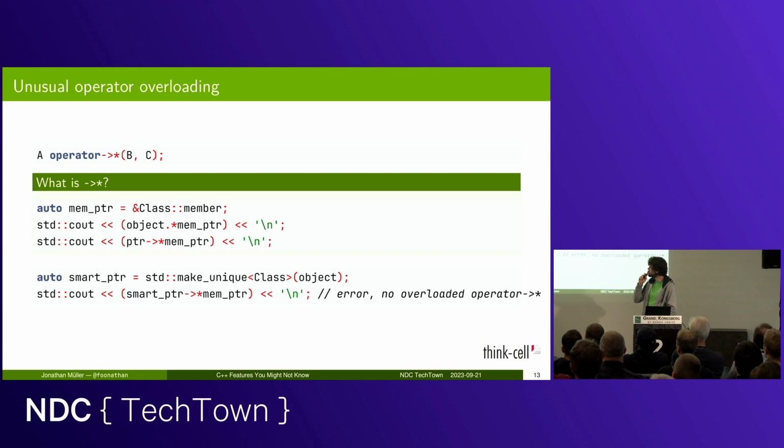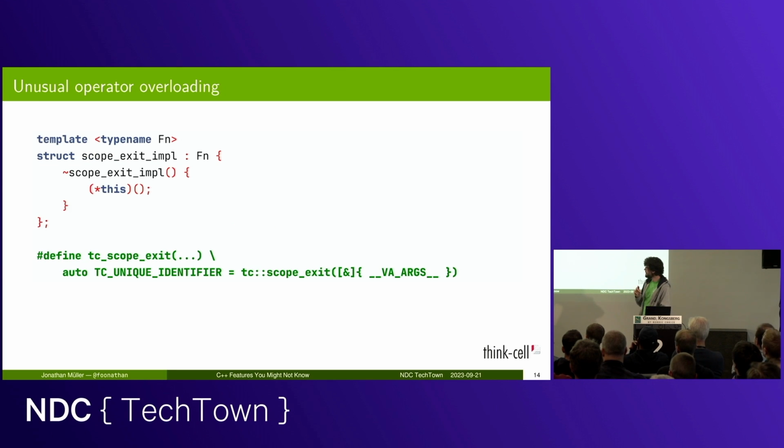I've actually found a use case for that operator in our code base. So I work at ThinkCell. We use C++ extensively, and we have a scope exit macro. So this takes an expression and will execute it at scope exit. And the basic implementation you can do is quite simple.